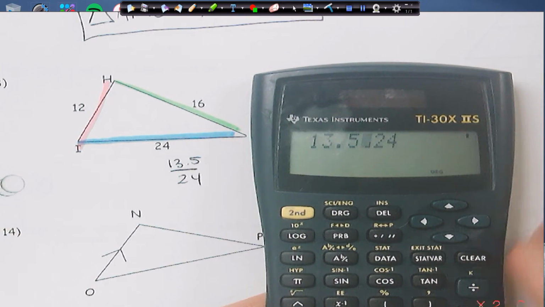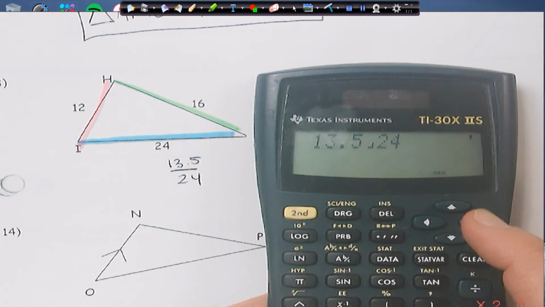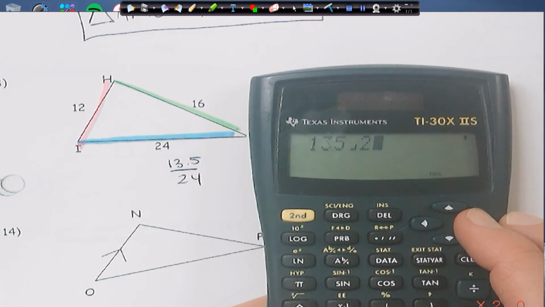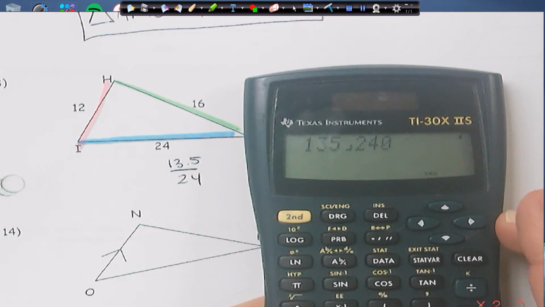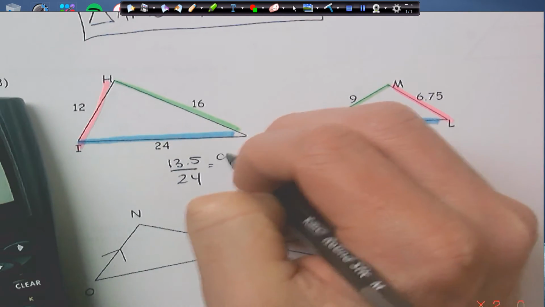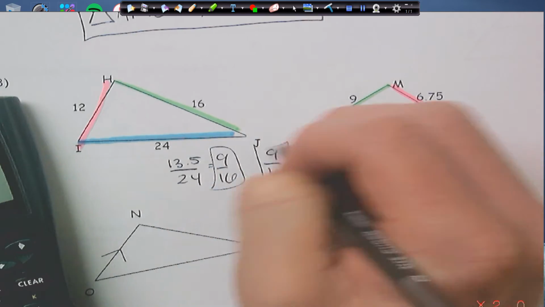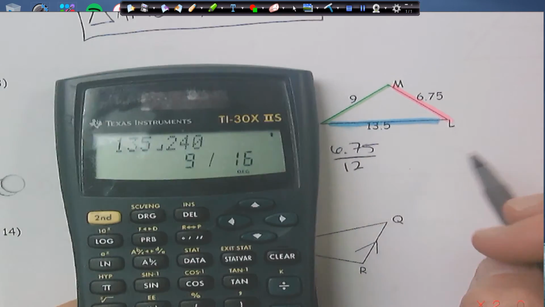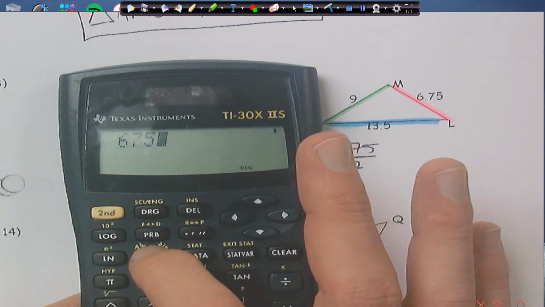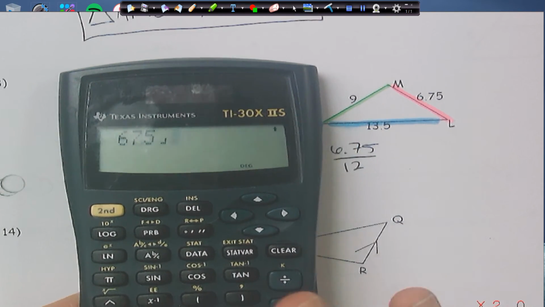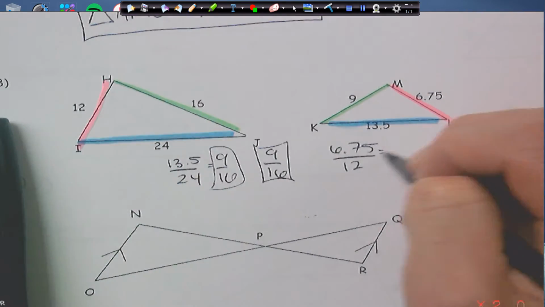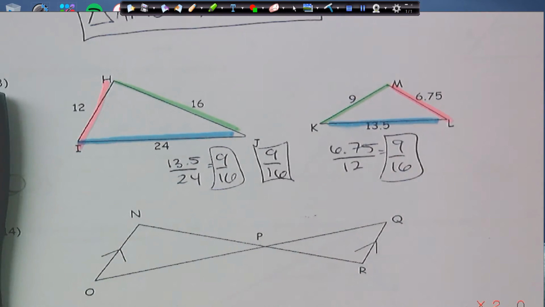So what you want to do is multiply top and bottom by 10, which basically will make this 135 over 240. And that way you'll find it reduces to 9 over 16. This is already reduced to 9 over 16. This one we're going to have to multiply by 100, so we can get 675 over 1200. And we get 9 over 16. So we get all three sides are proportionate.